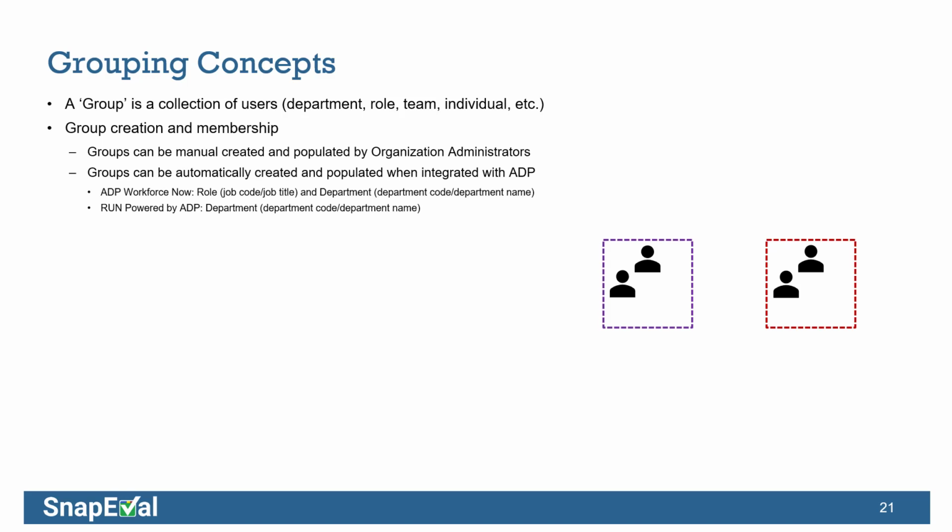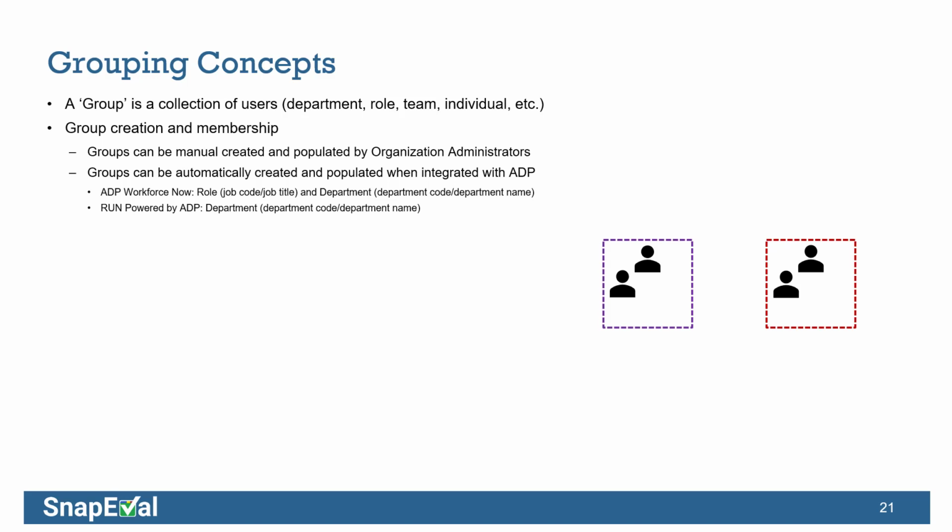If you're using ADP Workforce Now, then we can automatically create what we call role groups, a role being not the SnapEval roles we just talked about a minute ago, but the roles that an individual has in your company as it relates to their job function, such as a receptionist or an accountant or what have you. They can also be created around various departments in your organization. And again, this is all automatically imported and updated by SnapEval from your ADP Workforce Now environment.